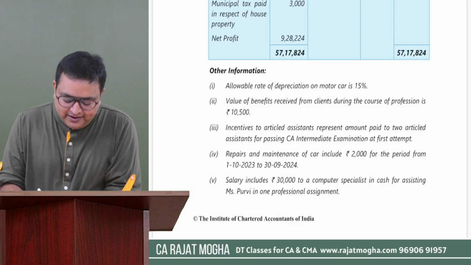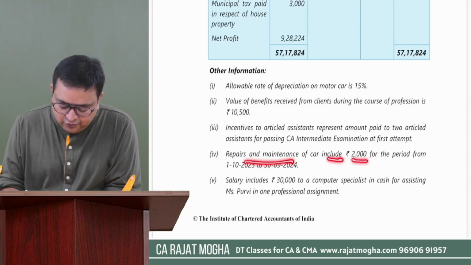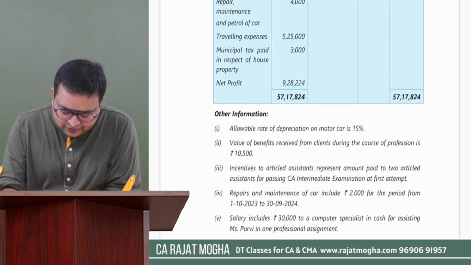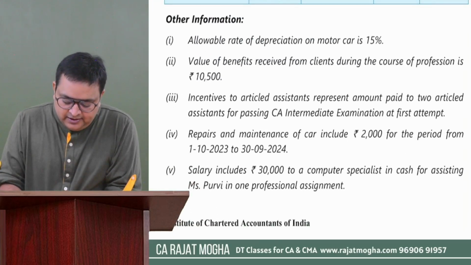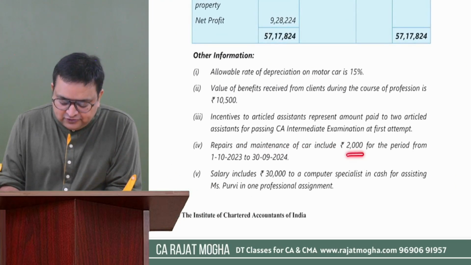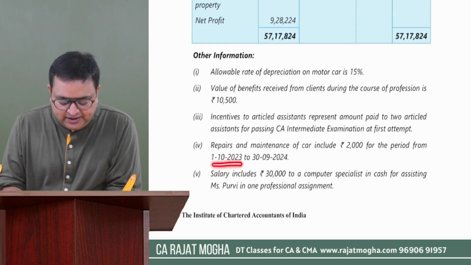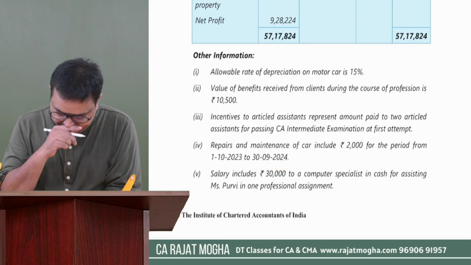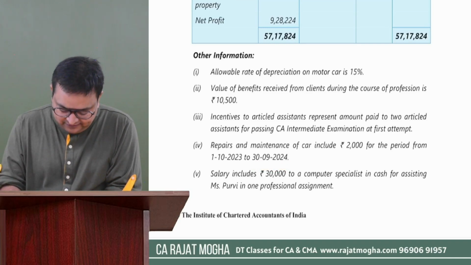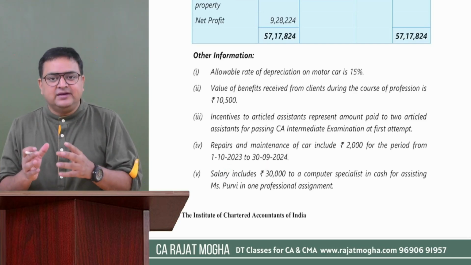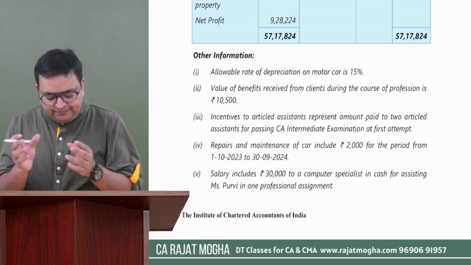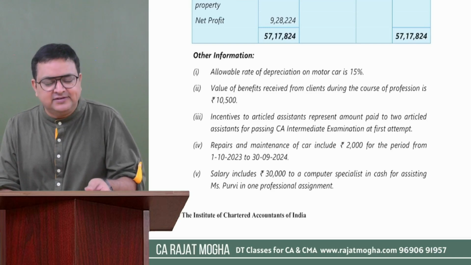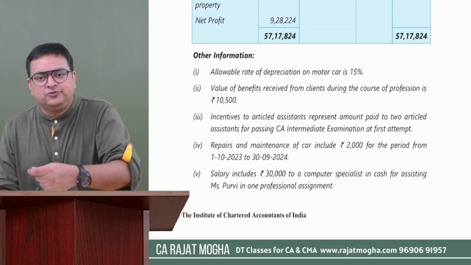Fourth point, repairs and maintenance of the car include 2,000 rupees. So there was repairs and maintenance also 4,000, right? Repairs and maintenance of car includes 2,000 rupees for the period from 1st October 23 to till 30th of September 2024. Okay, this is 1 year. 1st October till 30th September. Yes, it is 1 year, but actually the thing is that some portion, 6 months belongs to our previous year and 6 months belongs to next previous year.